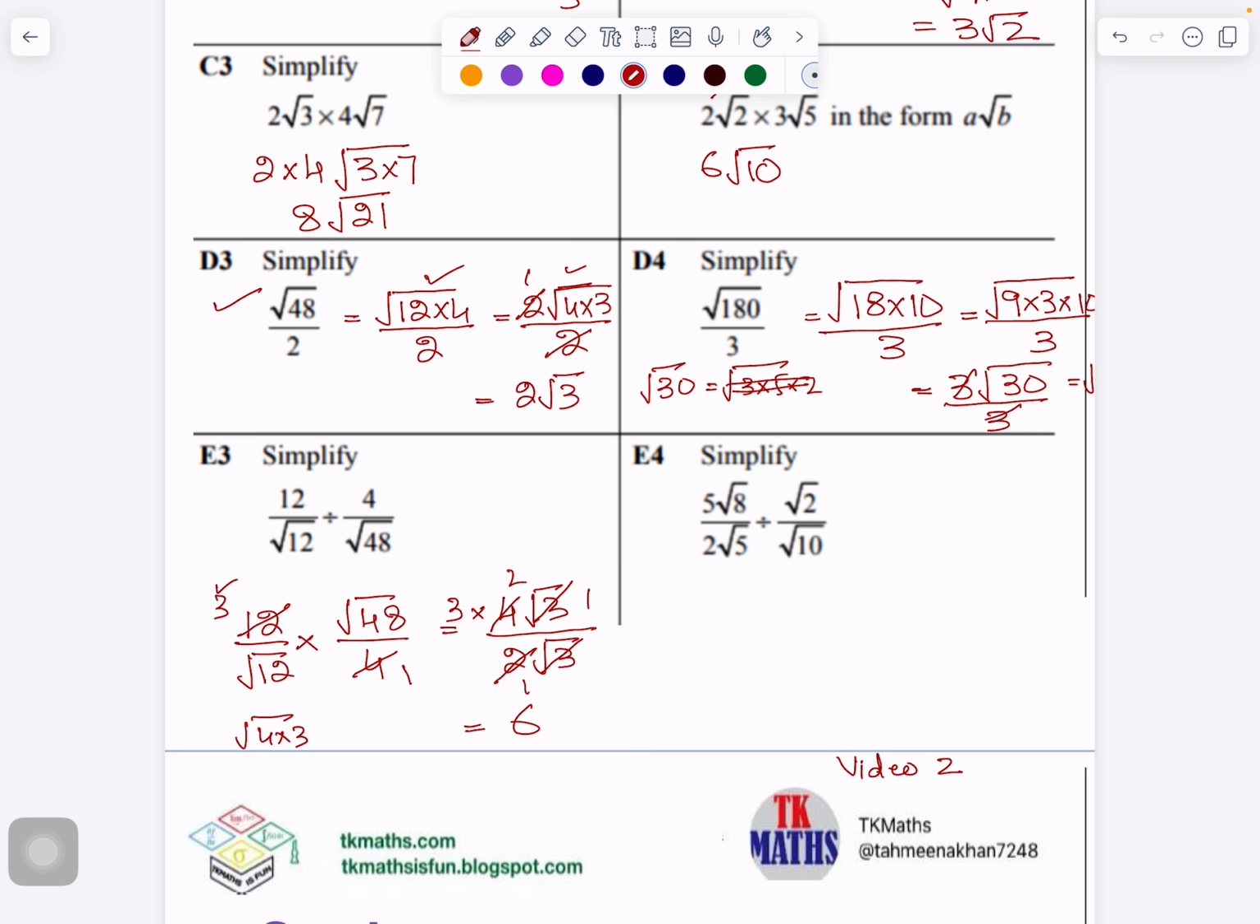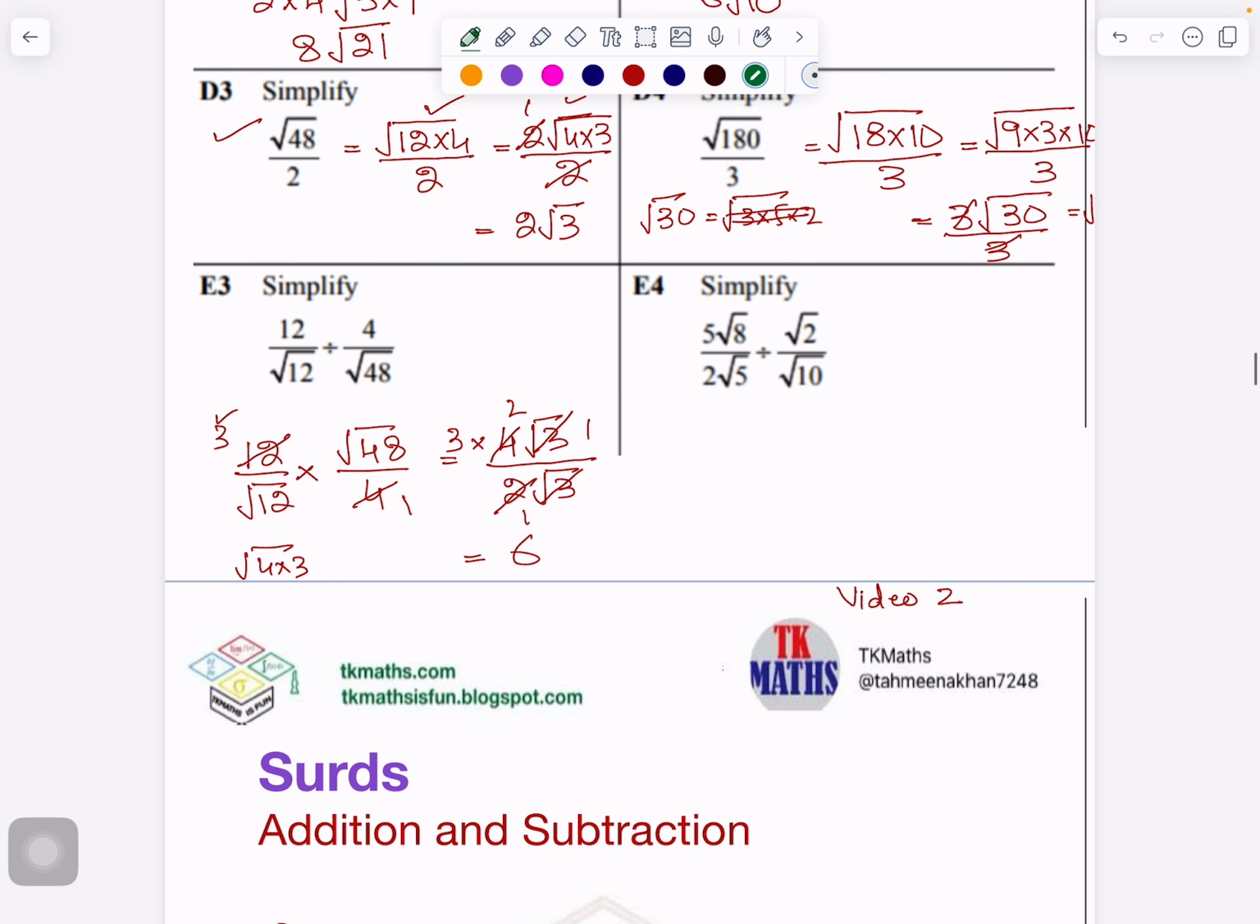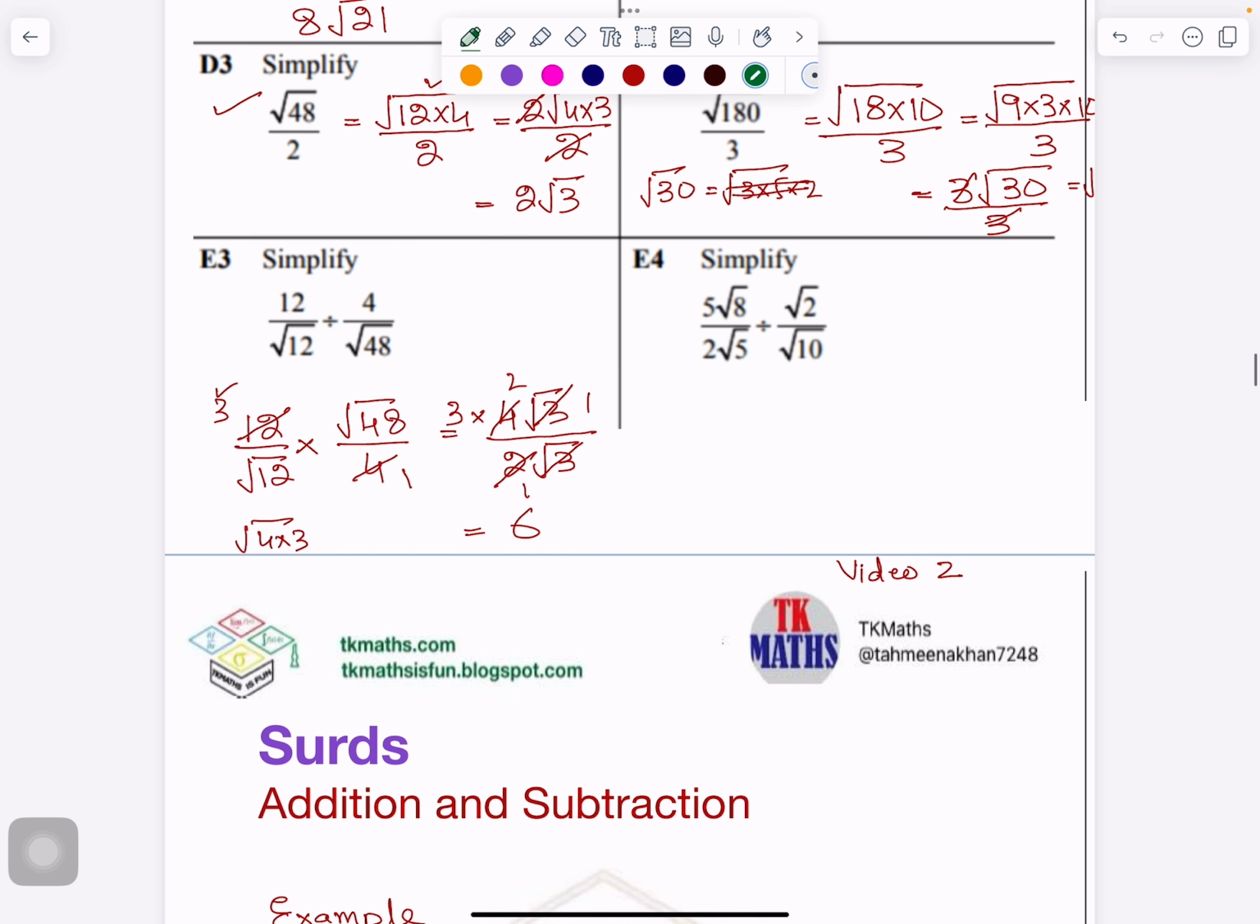Okay, so let's do the last part. Then we will do video 2, in which we will learn addition and subtraction of surds. So let's do this. If you have done it correctly, you can stop the video, your choice. But don't forget to press like and subscribe button.